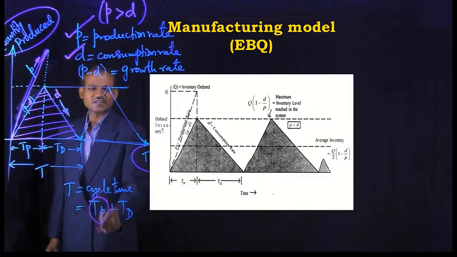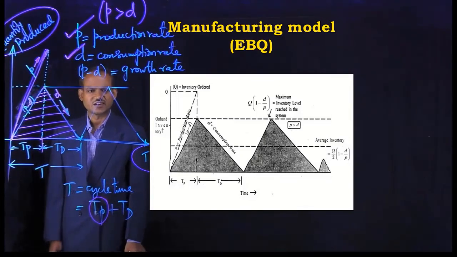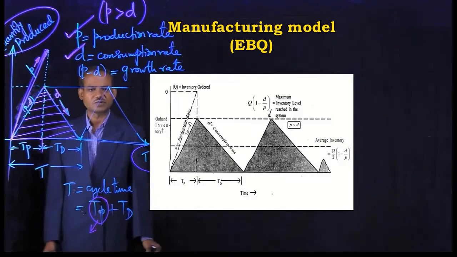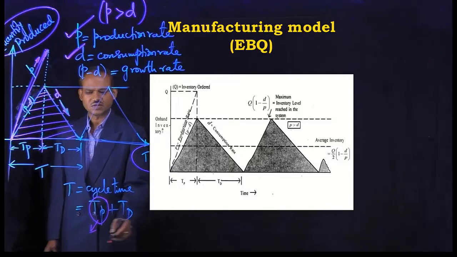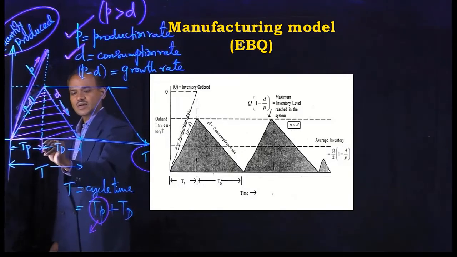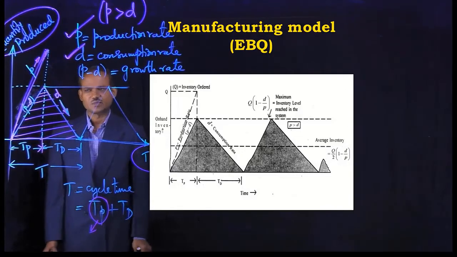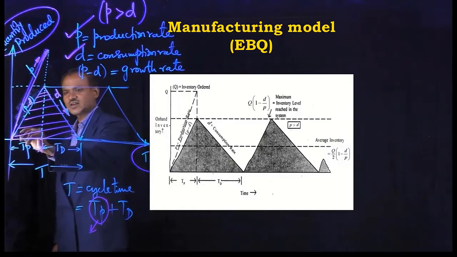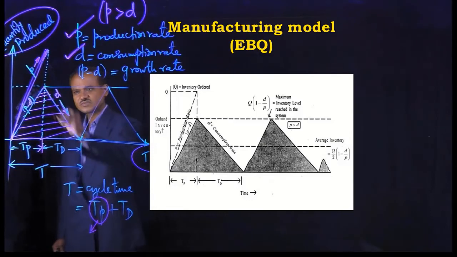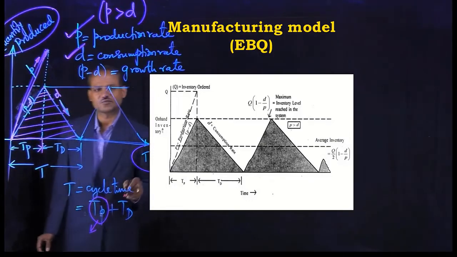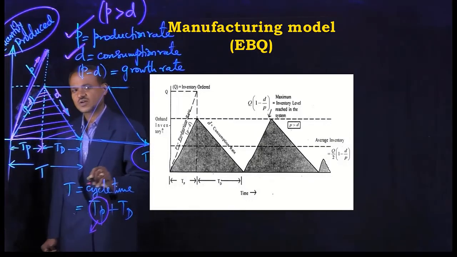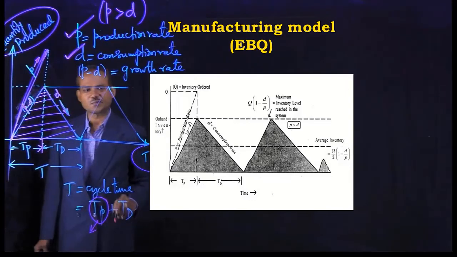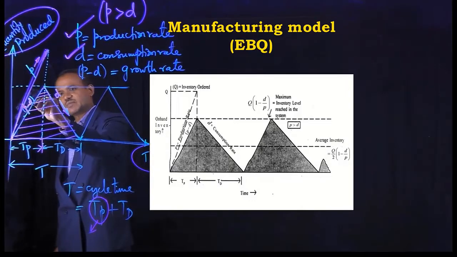What do you mean by T suffix P? It is nothing but the production time. TP is the production time. Up to TP time, the production continues. Here stock builds up, that means quantity builds up at the rate of P minus D.